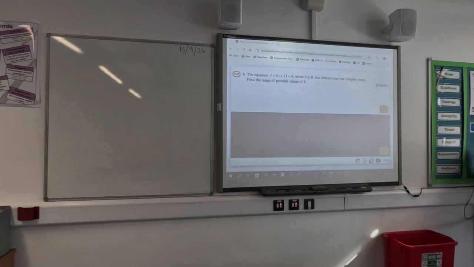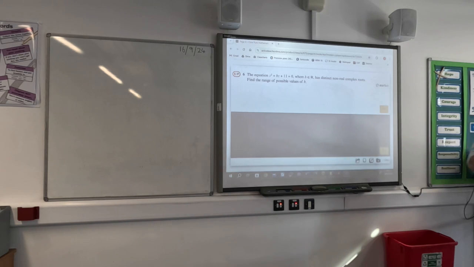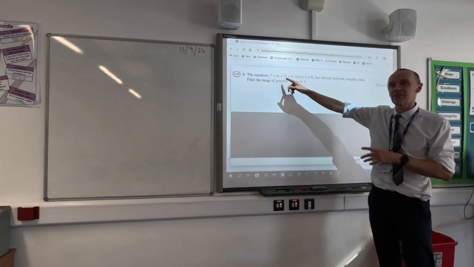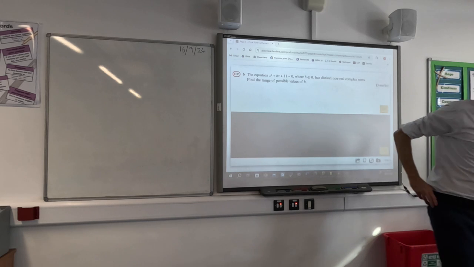There we go. So this was a question that indicated that the quadratic equation, and let's not be thrown by the fact it's z rather than x, has, and this is a classic case of maths pomposity, distinct, non-real, complex roots. Distinct means two. Non-real and complex, well, that's the same thing. That's completely superfluous. It's basically saying, until last Thursday, we would have said this equation has no solution.